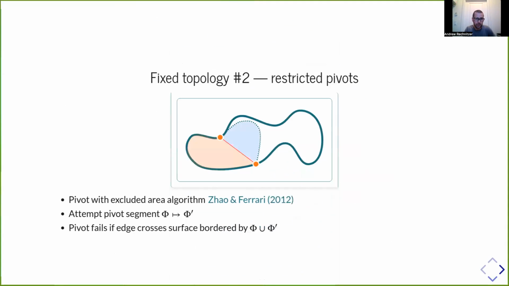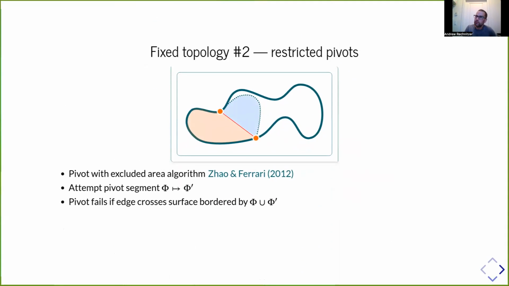Okay, so another thing you can do with fixed topology is you can do some sort of restricted pivots. So there's a way of doing this, which goes to a paper by Zhao and Ferrari, where you attempt to pivot one chunk of your polygon into a new position, and you look at the surface that the original segment and its pivoted version map out, and the pivot, you decree it to fail if some other edge crosses that surface.